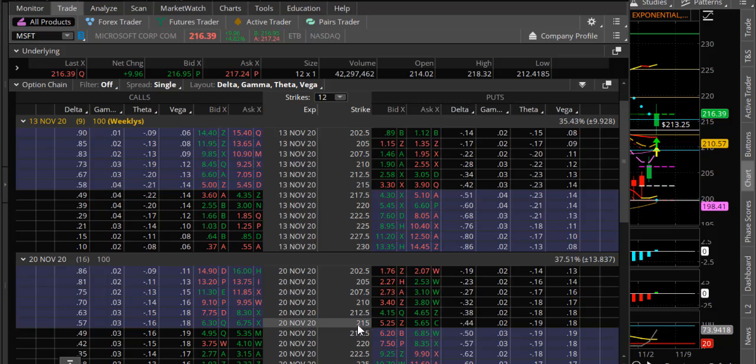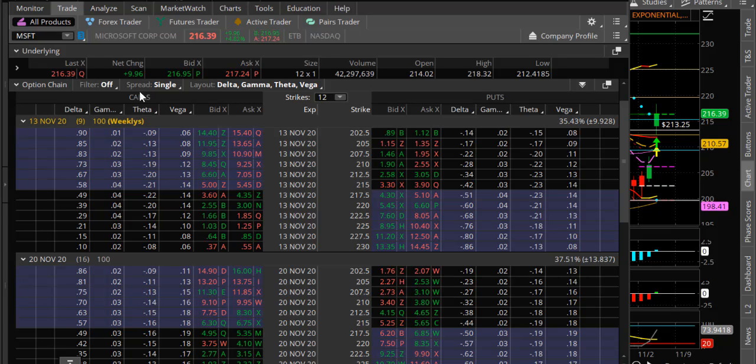So we're going to buy that, and then we're going to sell the 13 November where my pointer is. We're going to sell the 220 call against it and bring in about 265 or 270. So it ends up being a spread where we're long the 215 in the 20 series, and we're short the 220 here in the closer in.